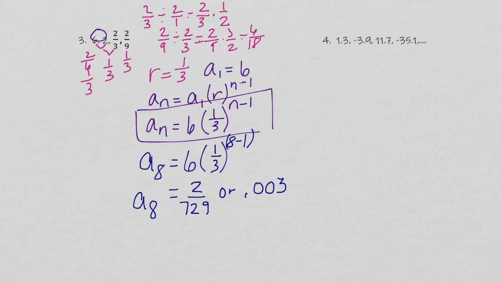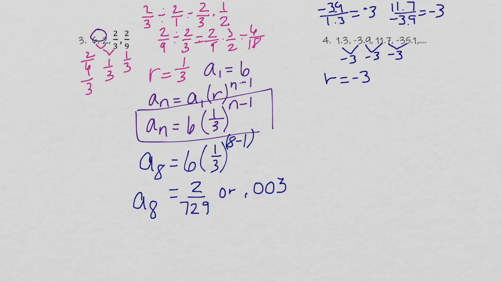We've got 1.3, negative 3.9, 11.7, negative 35.1. If I start working those out and I do negative 3.9 divided by 1.3, I find out that this is negative 3. And if I do 11.7 divided by negative 3.9, I get negative 3. And if I do negative 35.1 divided by 11.7, I get negative 3. So it is geometric, and I have a common ratio of negative 3.